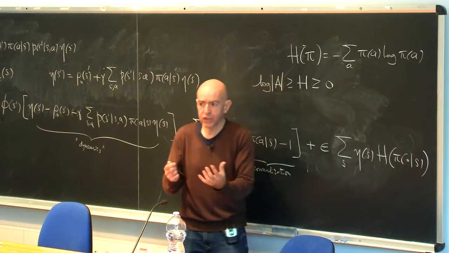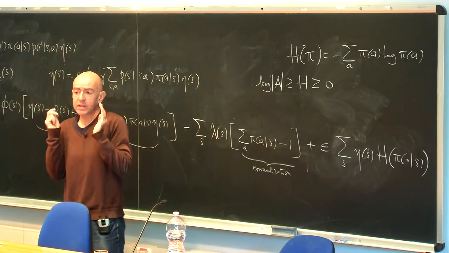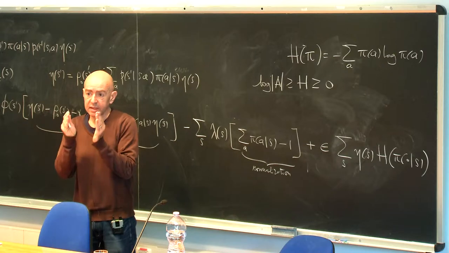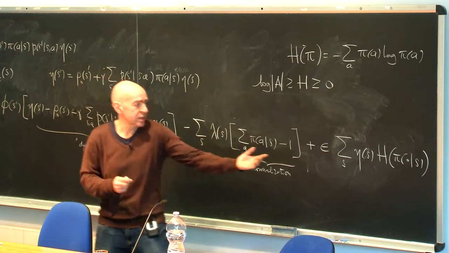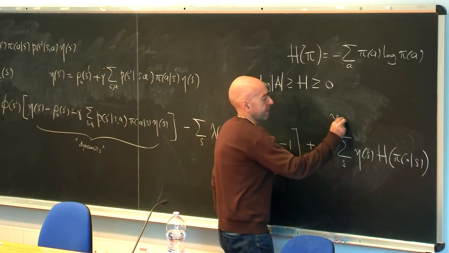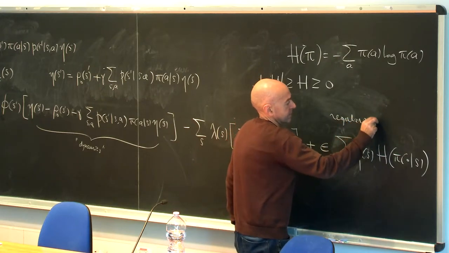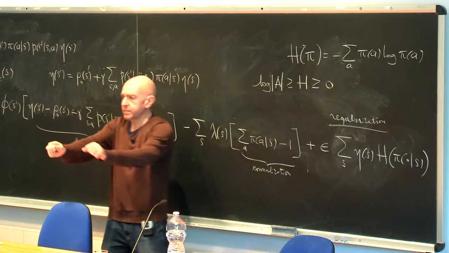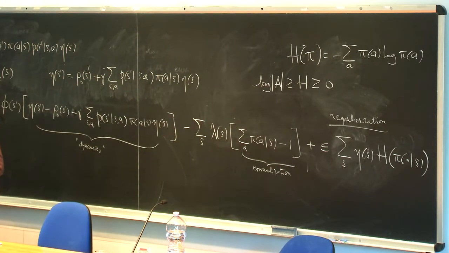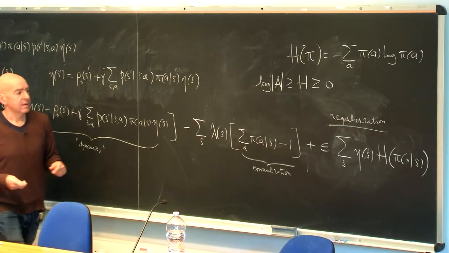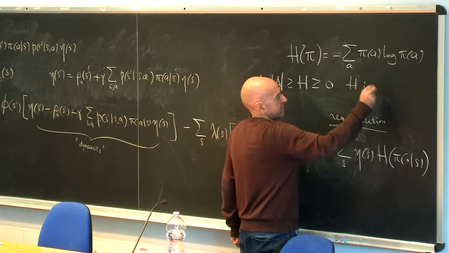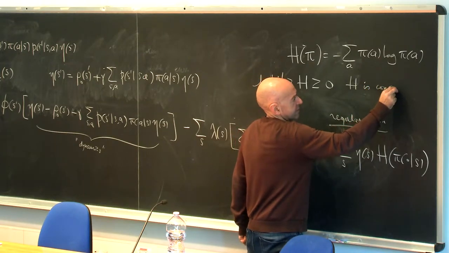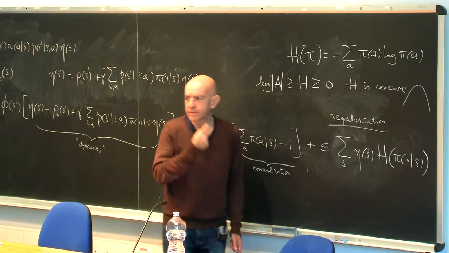Okay, so we are pushing our solution away from the boundary, because when the solution sticks to the boundary, it has a very low entropy, because it's deterministic, it's concentrating over a single action. So this regularization term pushes your system back into within the simplex. Moreover, it's also very nice because H is concave, okay? As a function of pi.